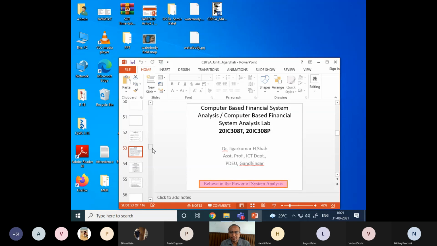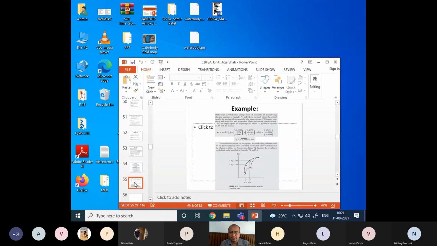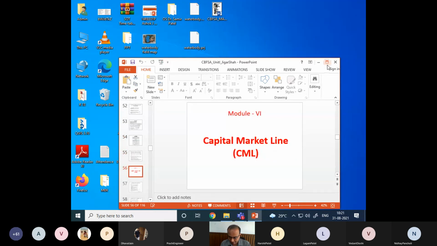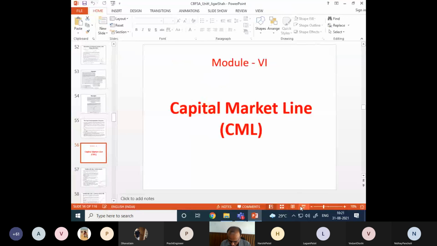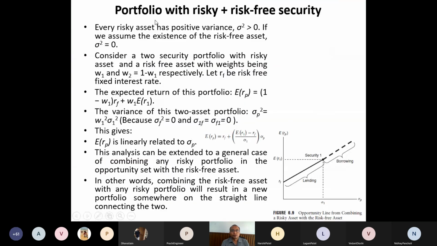So let me go to that particular point. Yeah, we were at the capital market line. Okay. So now we introduce a portfolio with one risky security and one risk free. So now we have again two securities. One is risk free and another is the risky.